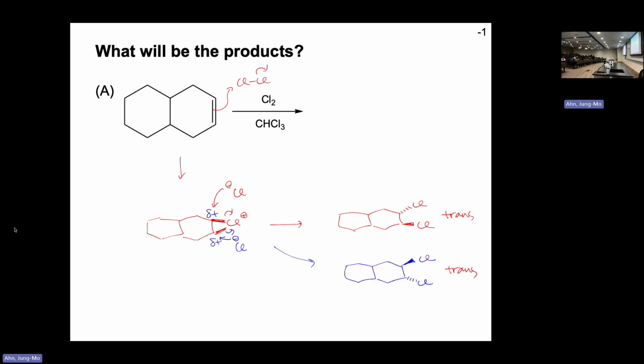So for chlorination of double bonds, it's good to show both chlorines, but don't use just a regular line. That means the stereochemistry is not determined. At least we know that it has to be trans. You're going to use a wedge and dash. You've got to show the stereochemistry because it is relevant.